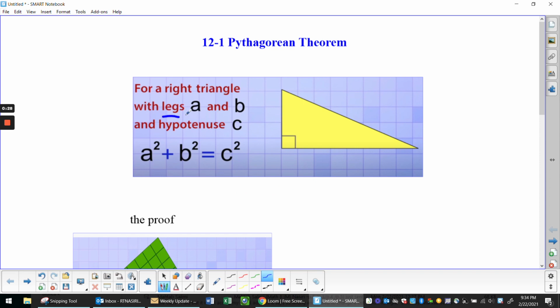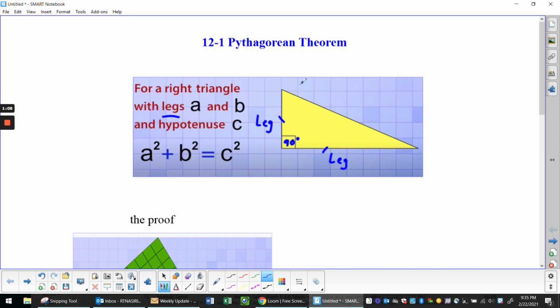So the legs of a right triangle are the sides that are connected to the 90-degree angle. So this is the 90-degree angle right here. It's always shown to you as a square. And you have to have a right triangle for the Pythagorean theorem to work. So, of course, the right triangle means that one side has a 90-degree angle. So the legs are, here's the leg, they're connected to the 90-degree angle. You see that? So these two are your legs, okay?